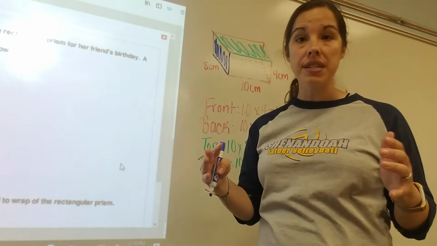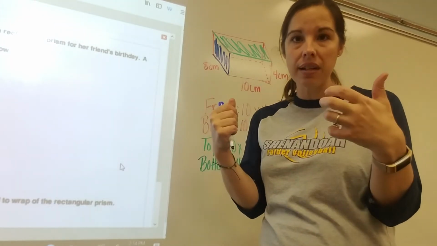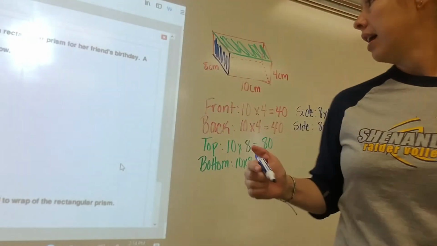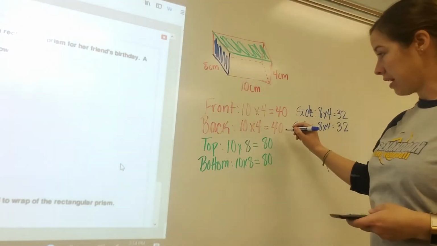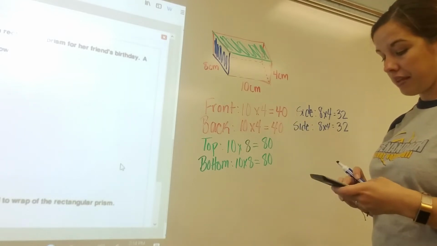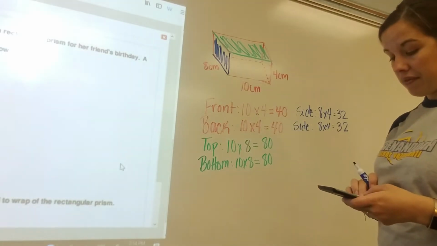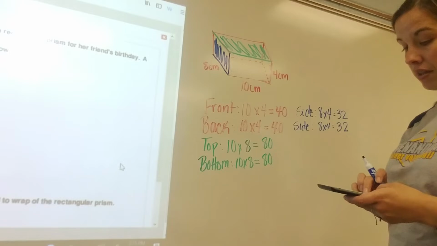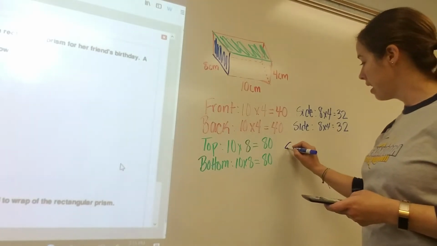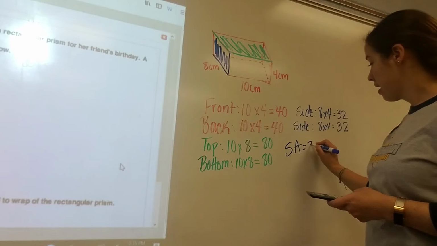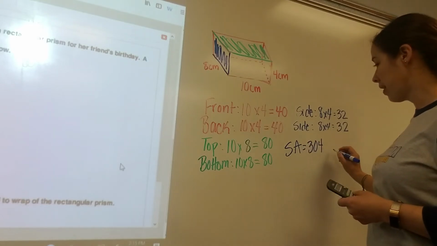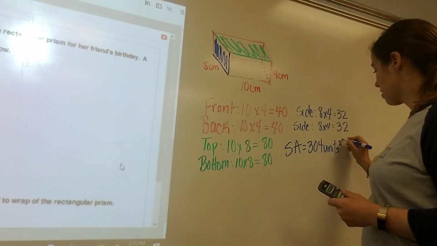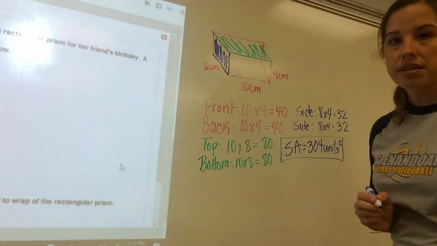So to find our total surface area, what we're going to do is add all those areas together, just like we did last week. Okay, so if I do this, I'm going to take 40 plus 40, all right, which is 80, plus 80 plus 80, and then plus 32 plus 32. Okay, so I get that my surface area is 304, and in this case, we can just say units squared, because remember, area is always in square units.